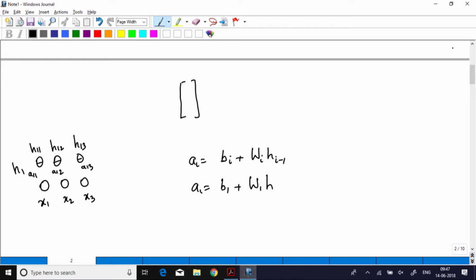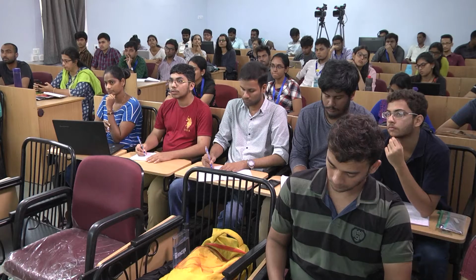Is that fine? Everyone gets that? Okay. So basically I'm saying W1 into H0. And H0 is the input layer. This is the same as X. So let's do that also. So this vector is actually X. Is everyone fine with that? Okay. And what is this vector? A1, right? It's just a collection of all the elements in A1.